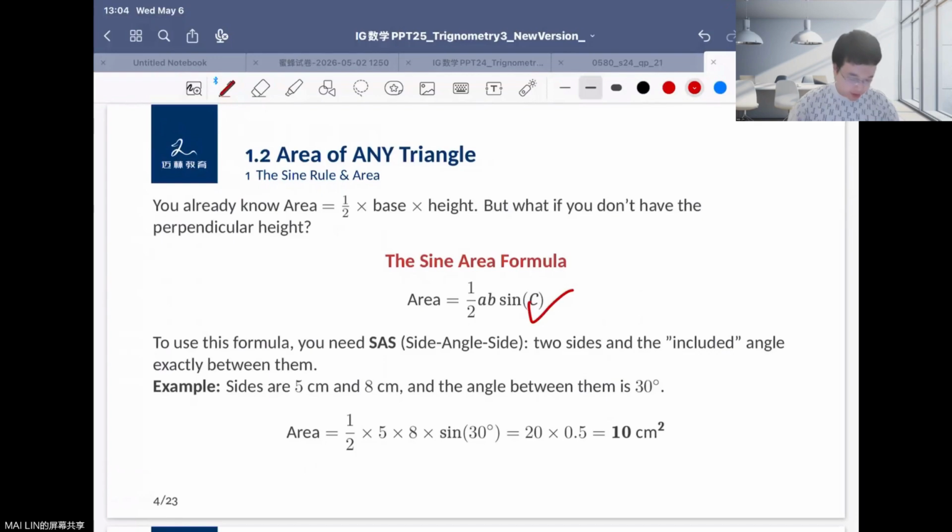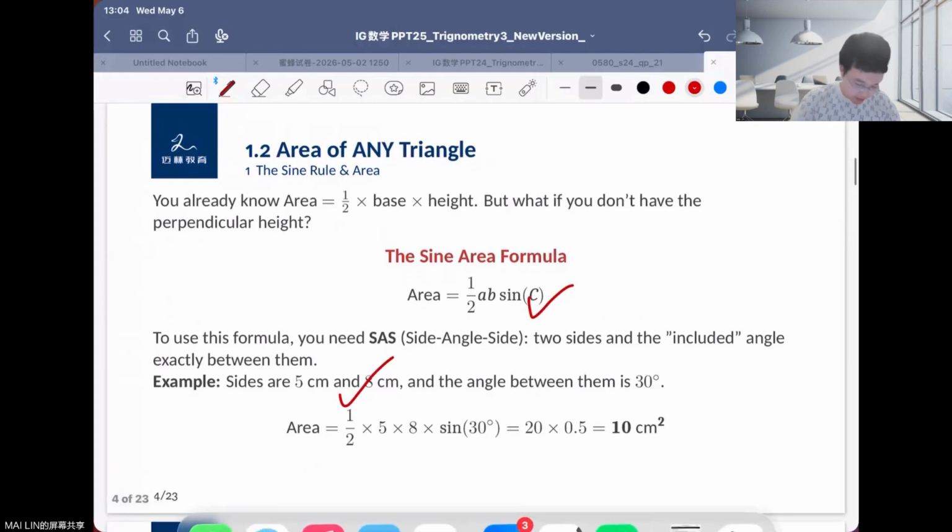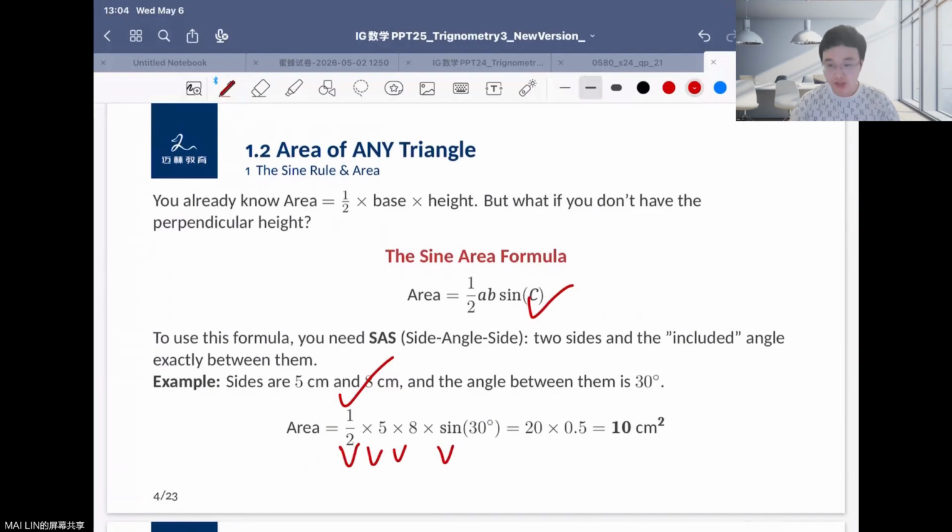For example, here we have sides of 5 centimeters and 8 centimeters, and the angle between them is 30 degrees. So the area equals half times the product of the two adjacent sides times sine 30 degrees. That can be written as a half times 5 times 8 times sine 30 degrees. The final answer is 10 centimeters squared. That is the area of the triangle.